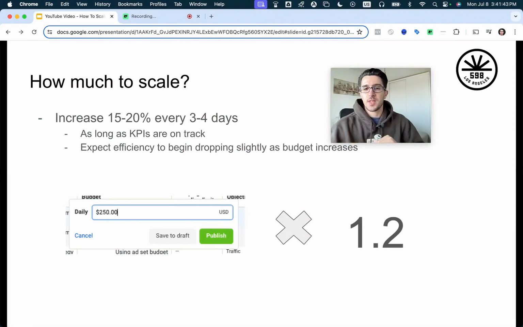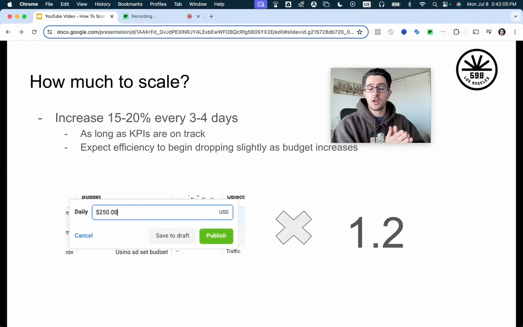You can expect your return on ad spend, maybe your cost per acquisition, to dip a little bit over that time. But as you start increasing your budget, your efficiency is going to be mitigated by the volume of sales that you're going to achieve. And as long as you're still above the target KPI that you have, you are safe to increase without any issues.